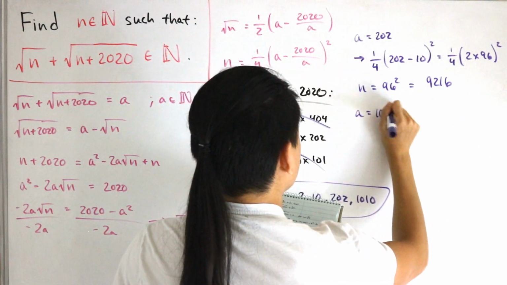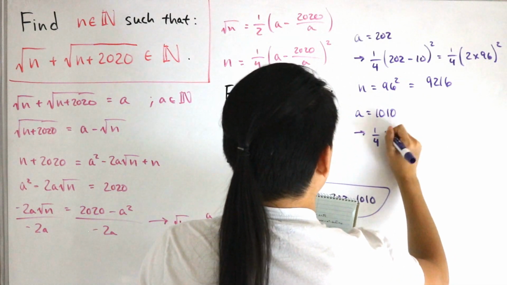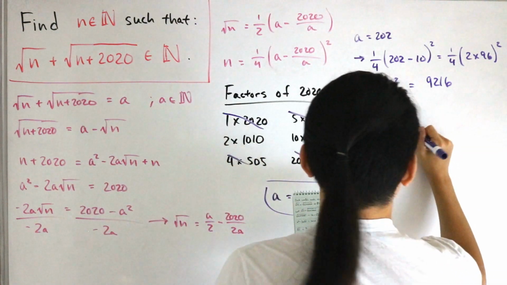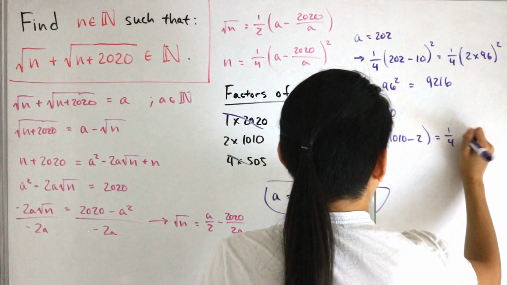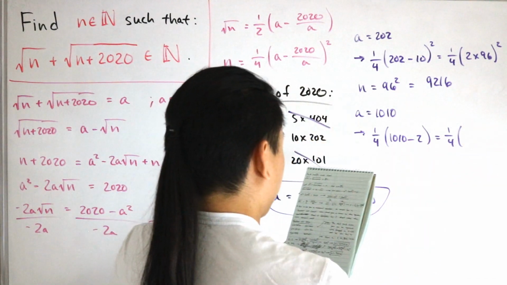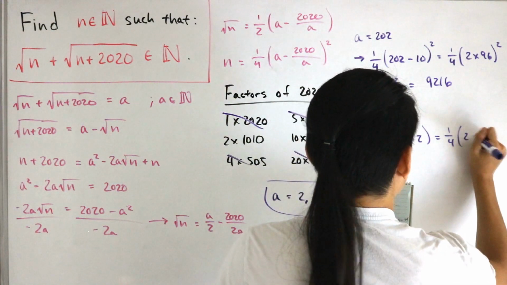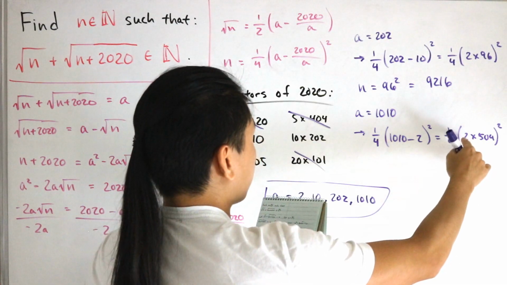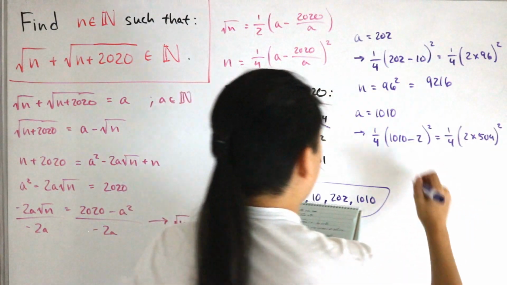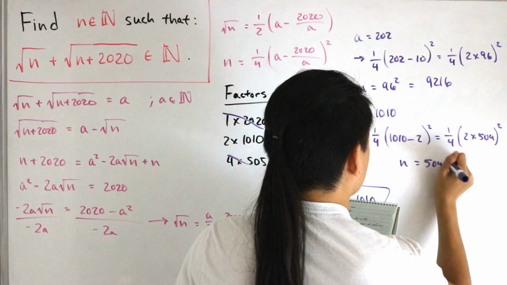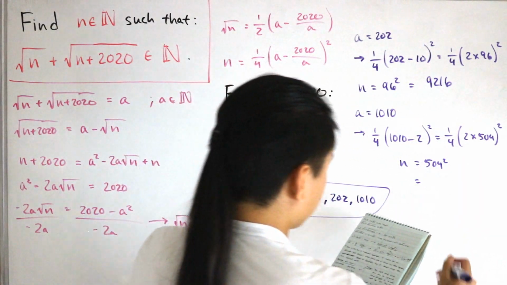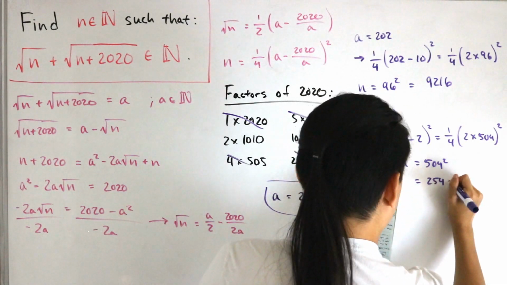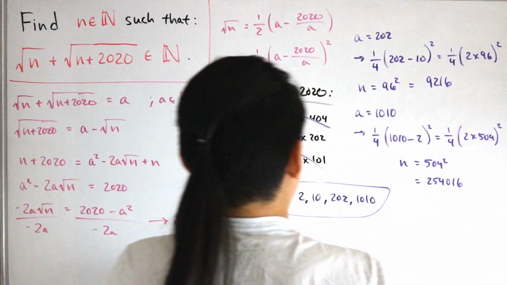And then the last one, 1010. If I do the same thing, 1 divided by 4 multiplied by 1010, and then minus 2020 divided by 1010, which is just going to equal 2. And that's completely written as 1 divided by 4 multiplied by 1008. If I break that up, this is 2 times 504 quantity squared. I keep forgetting the square on this one. So again, same thing, distribution, 2 squared is 4. Let's get rid of that. So that means n is equal to 504 squared. And it's going to be a big number if you simply expand this out. That n is just going to equal 254,016.